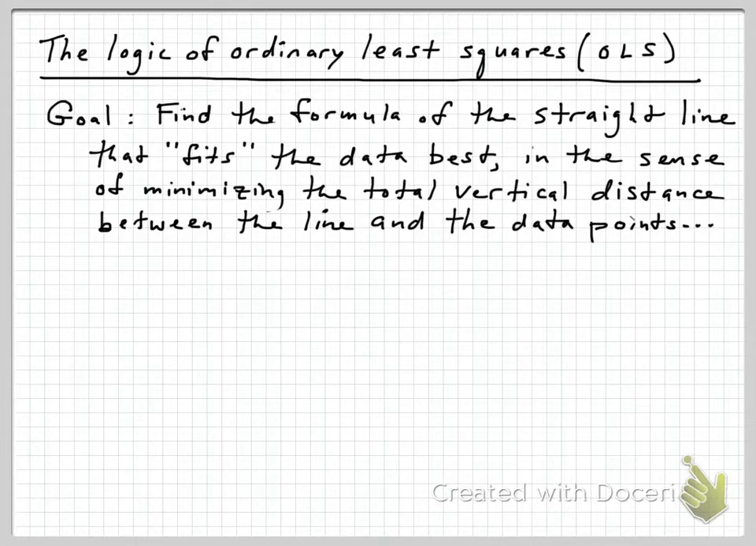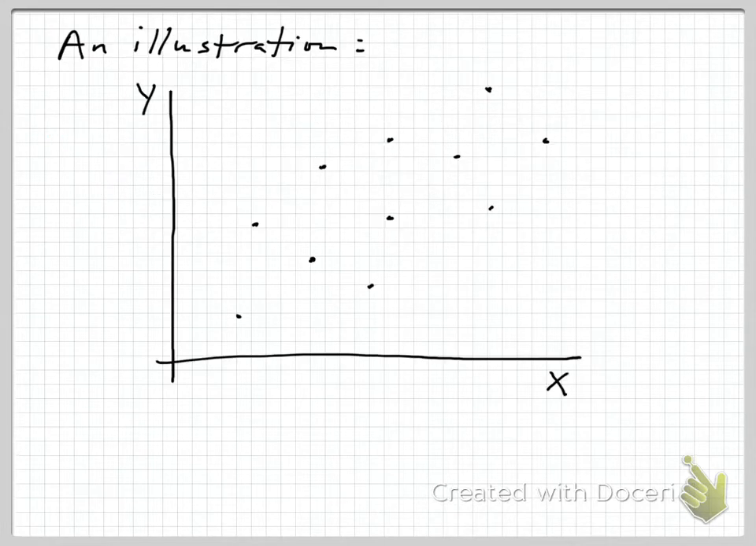Let's take a look at the logic of ordinary least squares, or OLS regression. What's the goal? The goal is to find basically a straight line that fits the data best, in the sense of minimizing the total vertical distance between the line and the data points. Let's take a look. So here's an illustration.